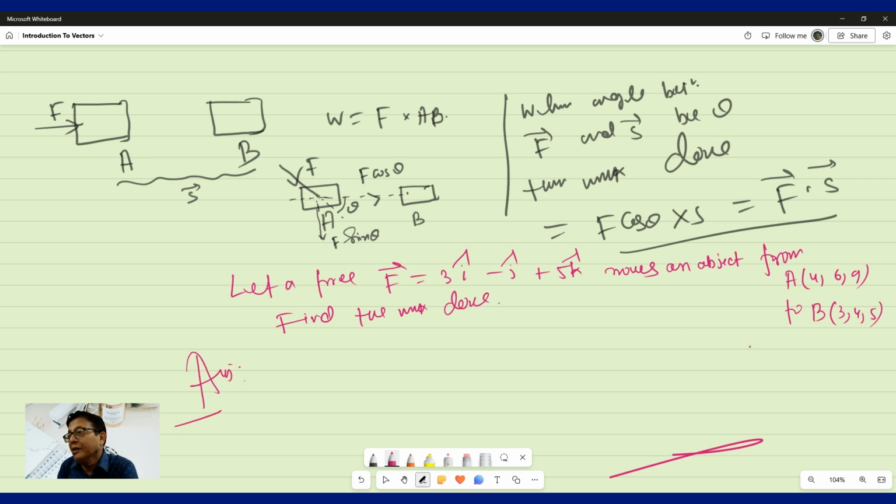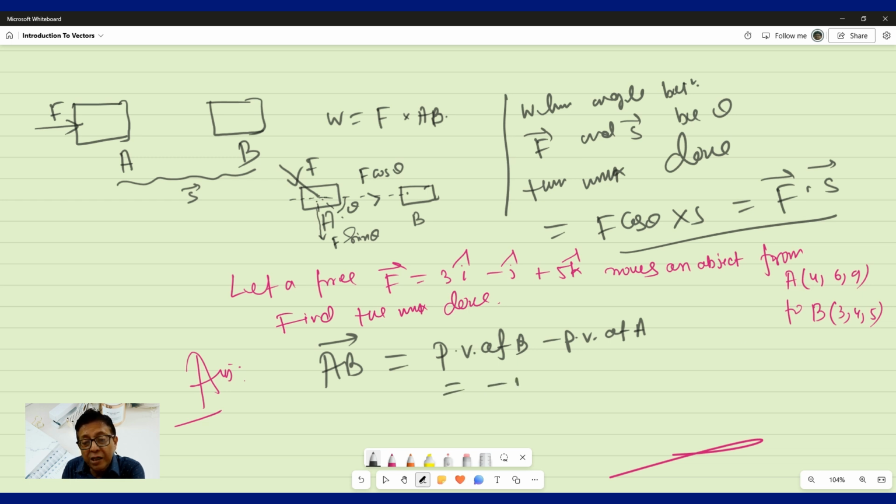The force F takes the object from A to B. So whenever this question is asked to you, you will find the displacement vector. You just write vector AB here. Vector AB is what? Position vector of B minus position vector of A. That is (3 minus 4) i minus 2j minus 4k.